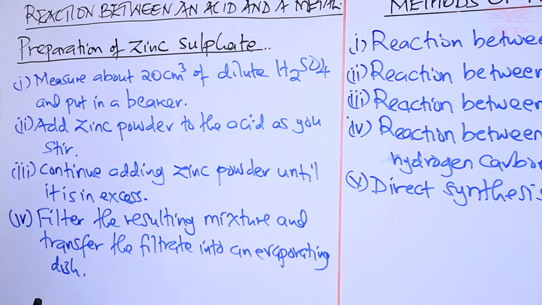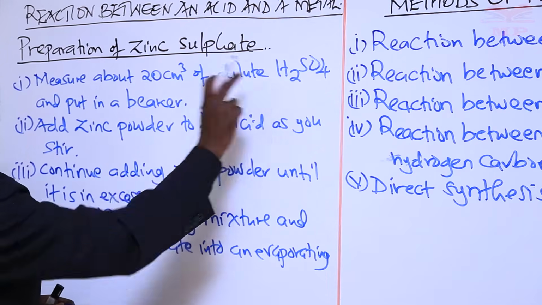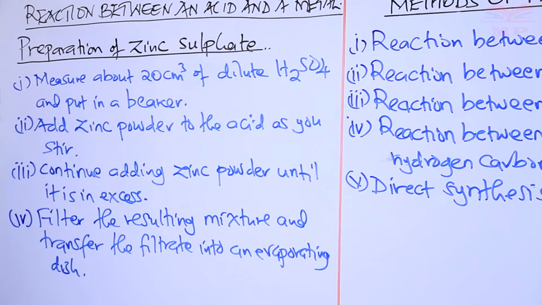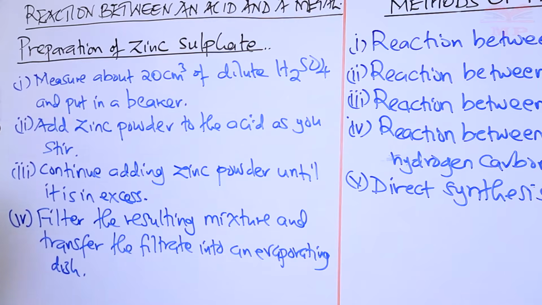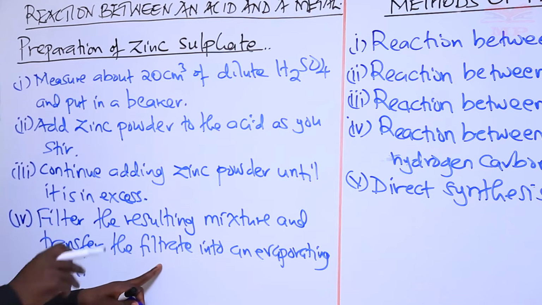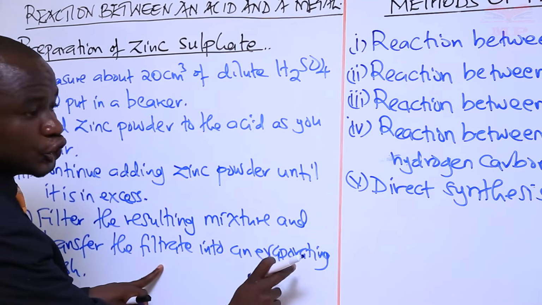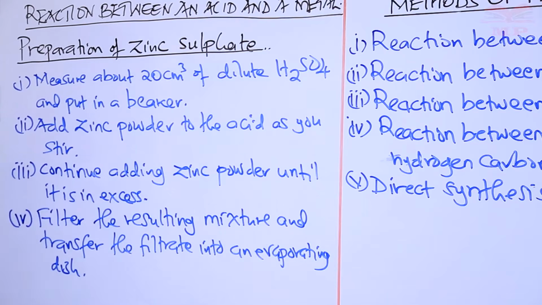After which you will get a filtrate. Remember, the reaction is between zinc and sulfuric acid, so the reaction takes place and we shall get zinc sulfate and some hydrogen gas. So the solution that we'll get will be the filtrate, and the filtrate is actually zinc sulfate. That filtrate is the one we transfer into an evaporating dish. And once we mention evaporating dish, it means we are supposed to heat.